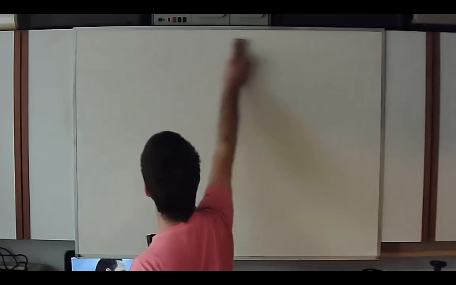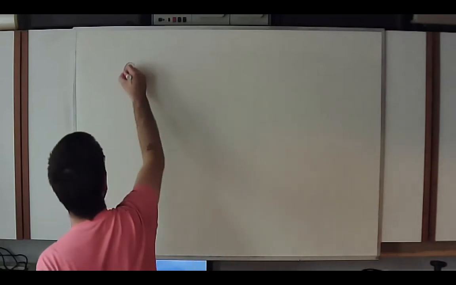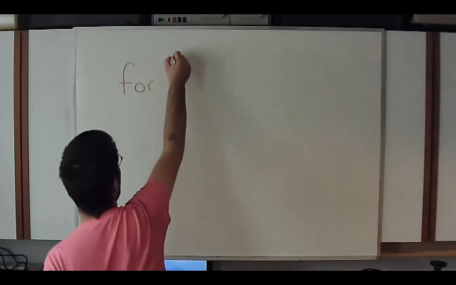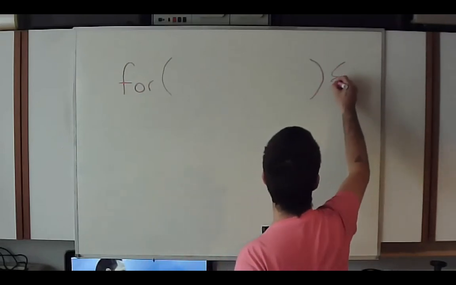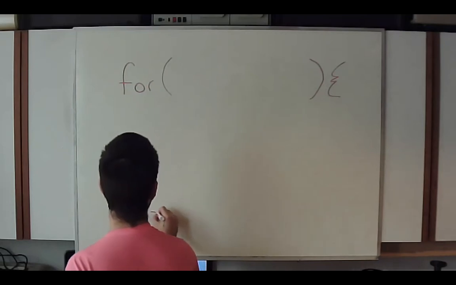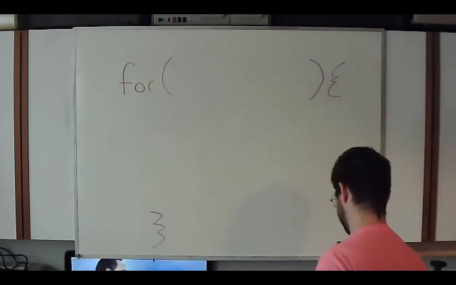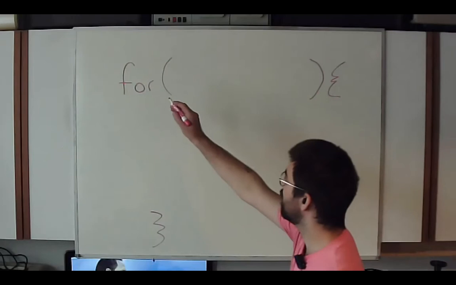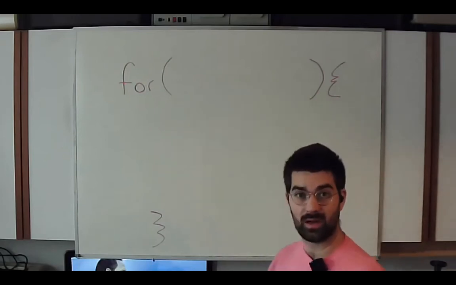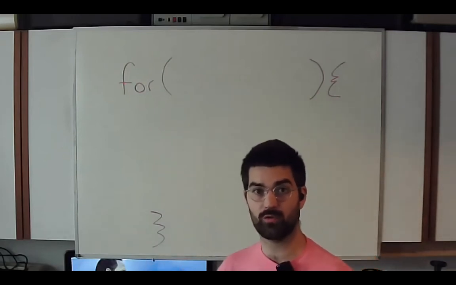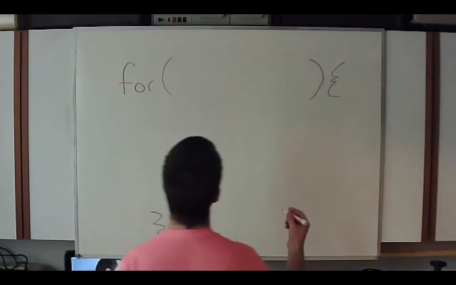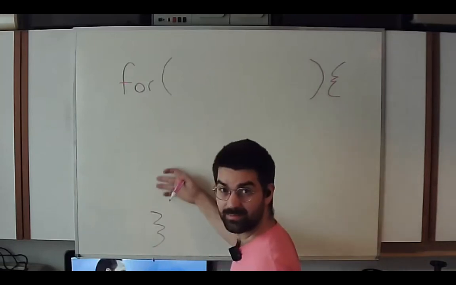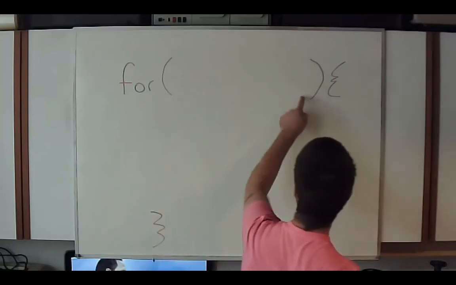So the way a for loop works, so we say for, and there's some stuff that happens in parentheses, and then there's some stuff that happens in curly brackets. What happens in the curly brackets is what is going to be run, the code that's going to run over and over and over again. So we'll get to that in a second. But we're going to look at what happens inside of here.